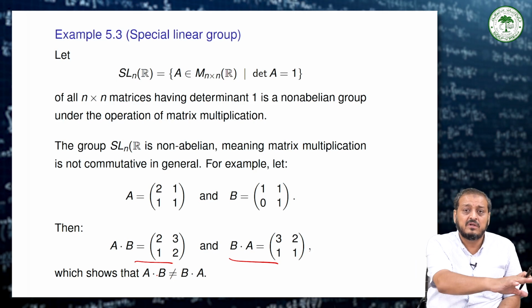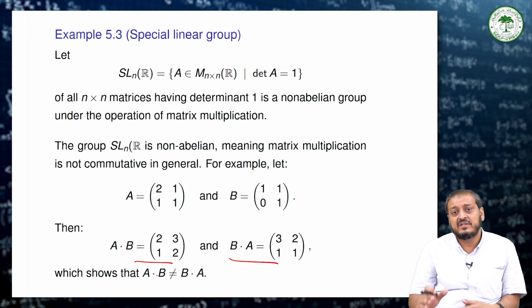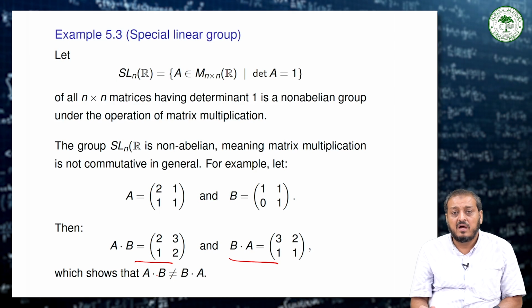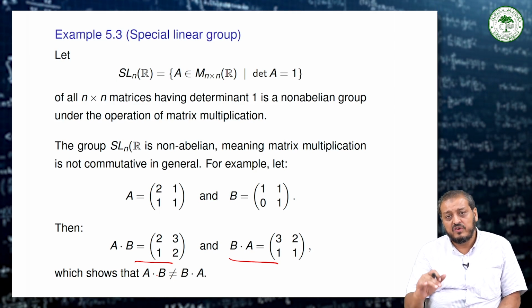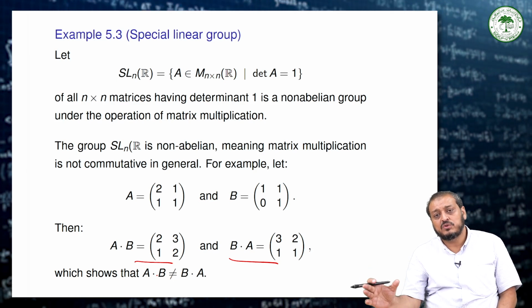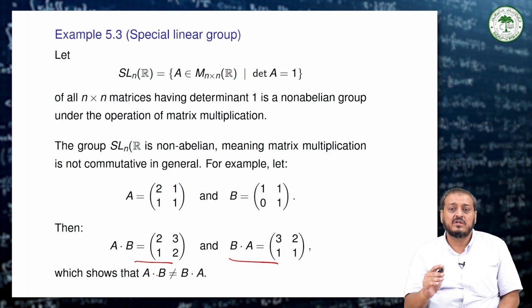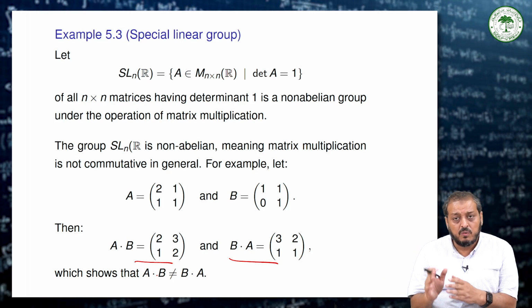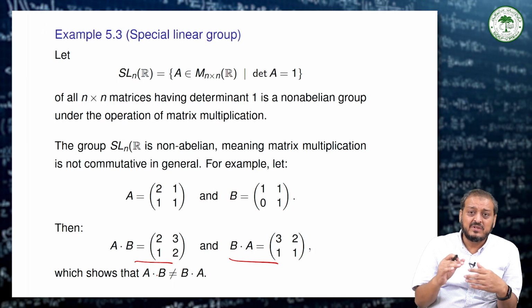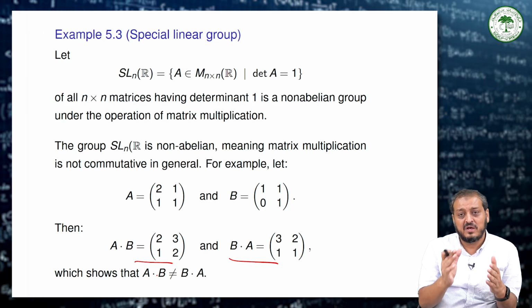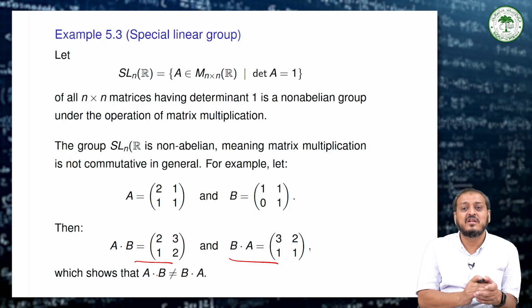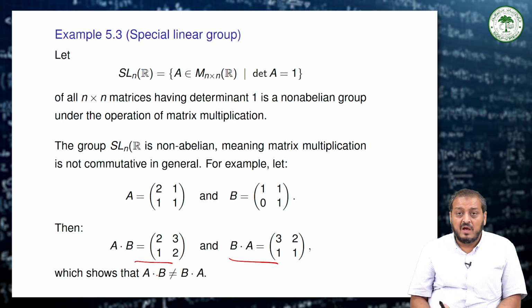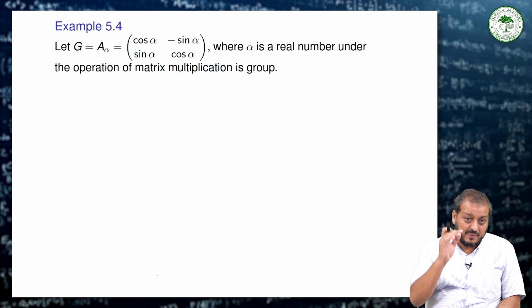So this is a special case of the general linear group, where we took the determinant of A not equal to 0, but in this case we take the determinant of A equal to 1. So it is a special case, and that's why we call this the special linear group.